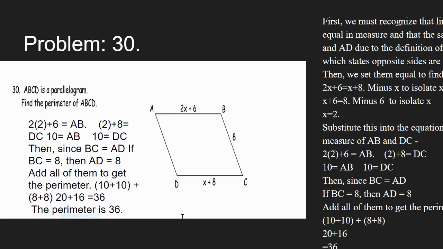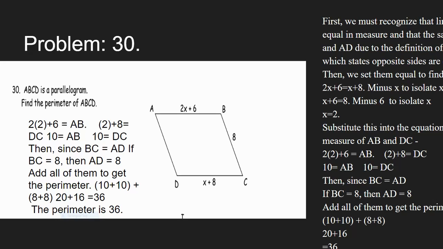Now, for our first problem, we are given ABCD, a parallelogram. We are asked to find the perimeter of ABCD. First we must understand that AB is equal to DC due to the theorem of parallelograms, which states that opposite sides are congruent, right?